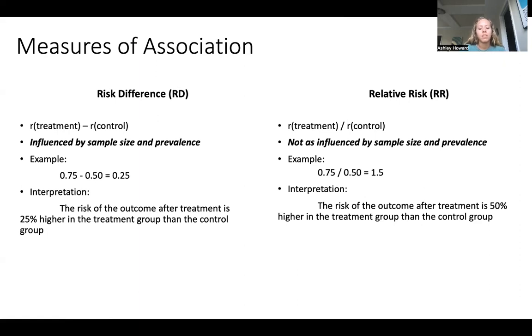Relative difference takes the difference of the two groups of interest, while relative risk divides them. It's important to note that relative difference and relative risk are interpreted differently, and relative difference depends on sample size and prevalence, while relative risk is not affected by this.